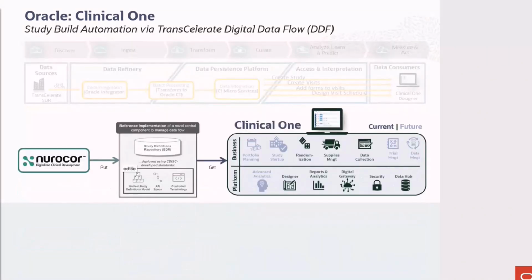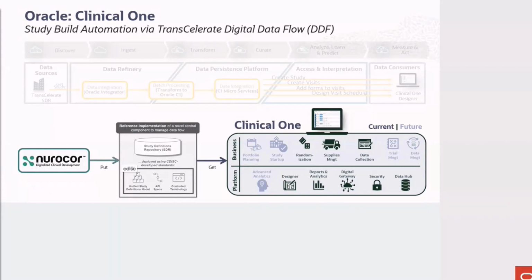So Clinical One is a modern platform. It was really built from the ground up, and we follow an API first strategy. So every action that a user can do in the UI can also be done through APIs. So for this showcase, what we're really focusing on here is using the designer APIs to automate the study build. Like I said, we're going to focus just on data collection.